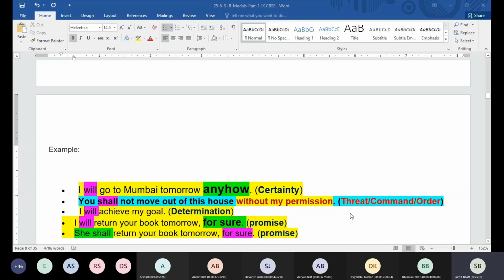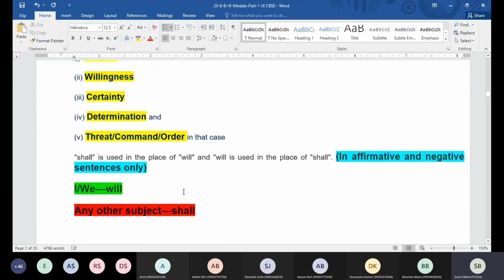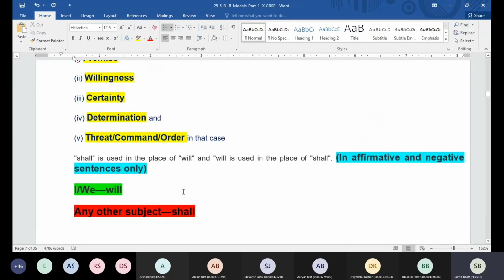If somebody else is making a promise, like "She shall return your book tomorrow," and we are saying for sure, a guarantee is there. There is a kind of promise. In such a case, again, we are not saying she will, we are saying she shall. So the sentence is not wrong, it is going to be correct. Remember, if the sentence is either affirmative or negative, we can always change will into shall and shall into will.